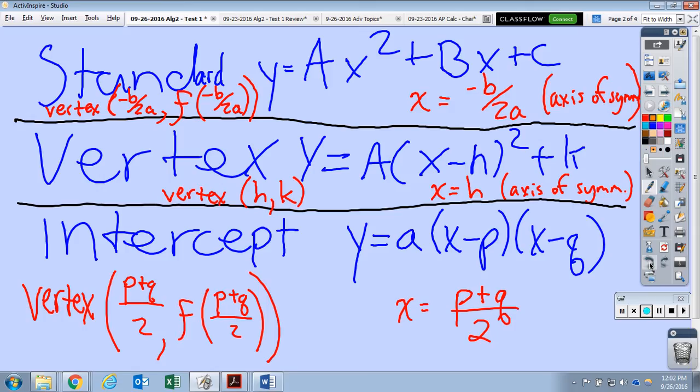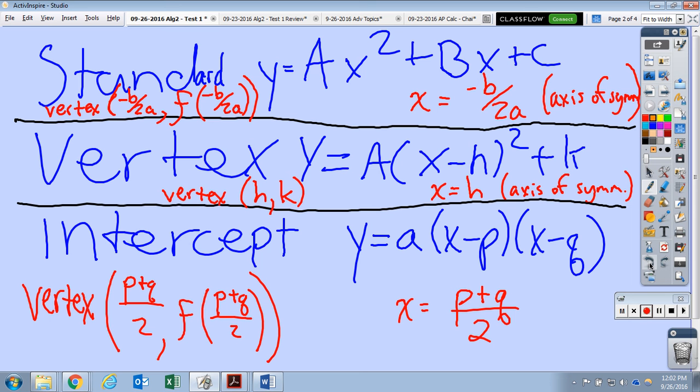And then intercept form, that's the newest one. When you have it written like this, if I let x be p, the whole thing would become 0. So p is an x-intercept. If I let x be q, I would have q minus q, which is nothing, and 0 times anything is 0. That would be the other 0. So the p and the q are the zeros of this equation.